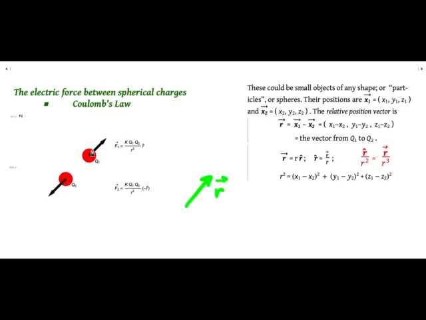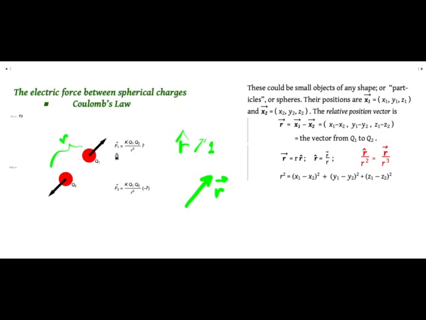And the length of the vector is the distance between the two objects. In the case of spheres, it's the distance between the two centers of the spheres. Or if these were tiny particles, it would just be the distance between the two particles. So the force magnitude is k Q1 Q2 over r squared, and the direction is the direction of r. So we write the force vector as k Q1 Q2 over r squared, r hat. r hat is a unit vector in the same direction as r. So r hat is in the same direction as r, but it has length 1, whereas the length of r is the distance between the two charges, if they're spheres between the two centers.